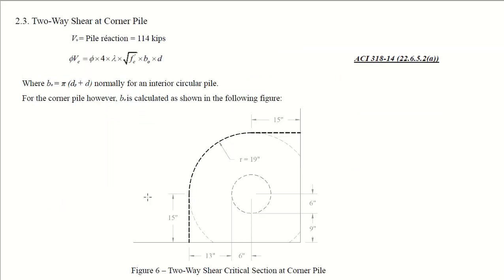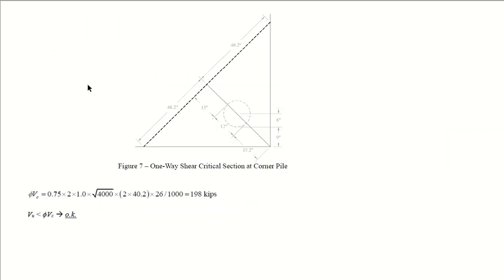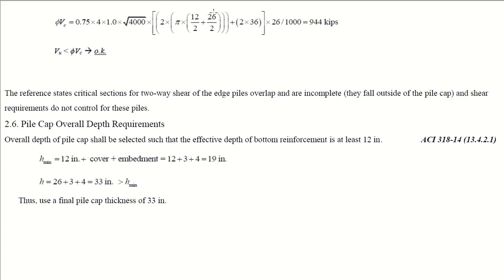So for example, let me take you to this point. See, pi into dp plus d, so this is the same thing, dp plus d, so this is dp by 2 plus d by 2. Why is it 2? Because it's a semicircle, okay. So it comes out to be 944 kips. Your demand was 228 kips. Okay. So the reference states critical sections for two-way shear of the edge piles overlap and are incomplete. They fall outside of the pile cap and shear requirements do not control for these piles. Okay.